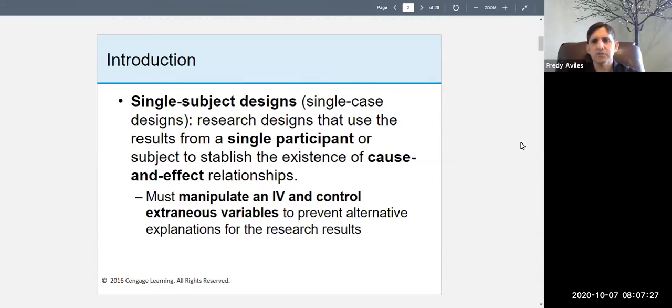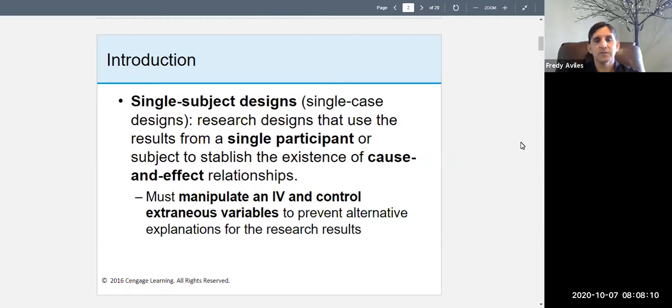So single subject design, also called single case designs, because technically they are case studies, are research designs that use the results from a single participant or subject. A participant is someone who basically volunteers, gives permission to be in the study. A subject does not, by the way. A subject could be an animal, okay? So it's a study that uses a single participant or a subject to establish the existence of a cause and effect relationship. It's an intensive study of one individual, or by specimen, usually we mean one animal.